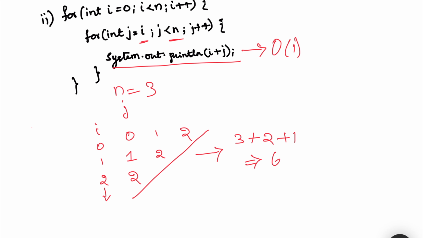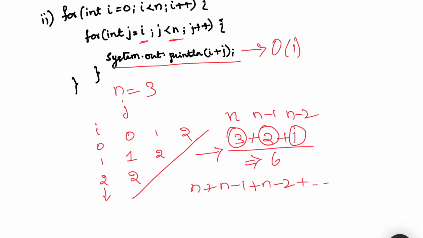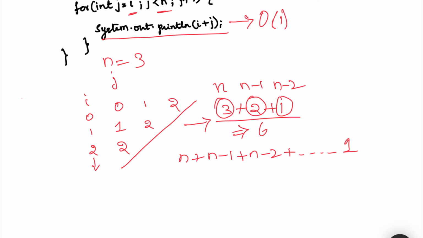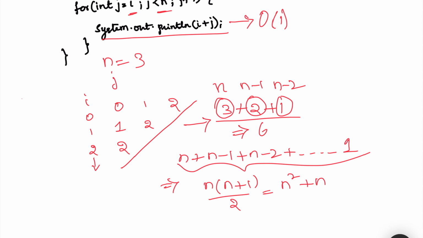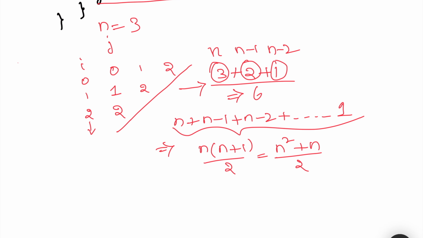To derive the time complexity from this, this 3 is nothing but our input size itself, so that means n, this is input size minus 1, n minus 1, 3 minus 1 is 2, and this one is n minus 2. So basically we go until we get 1, that means n plus n minus 1 plus n minus 2 plus so on until we get 1. This is nothing but the sum of n numbers, and we have the formula n into n plus 1 by 2, which is n square plus n by 2. For finding the time complexity, we consider only the highest degree. So the time complexity for this algorithm is Big O of n square.